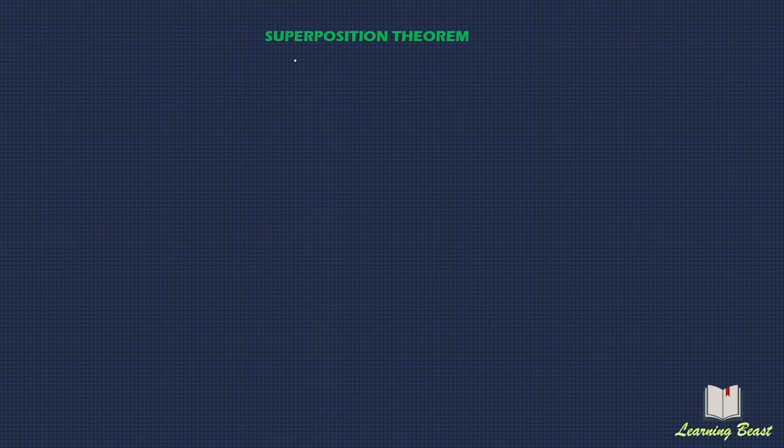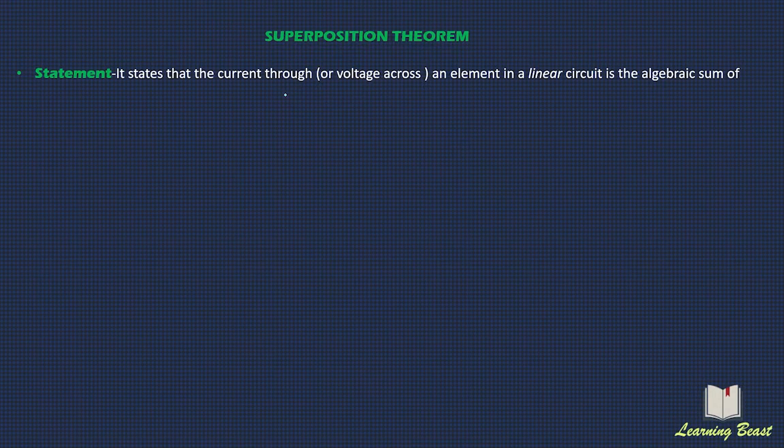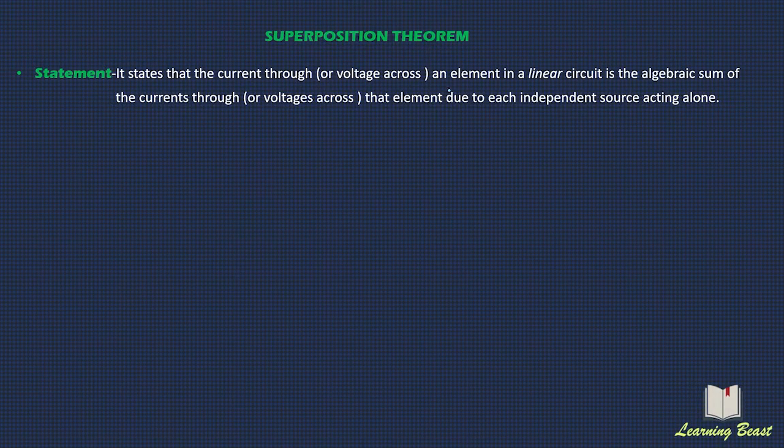Hello friends, today we will discuss superposition theorem. So first we will discuss the statement of superposition theorem. It states that the current through or voltage across an element in a linear circuit is the algebraic sum of the currents through or voltage across that element due to each independent source acting alone.